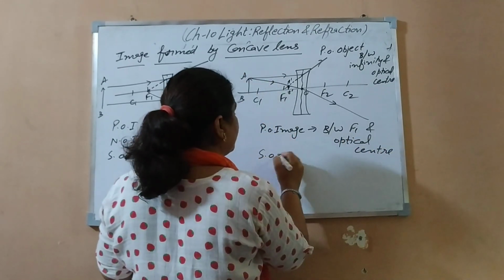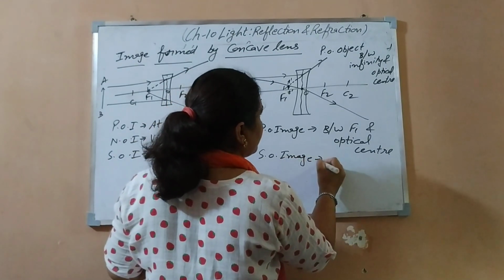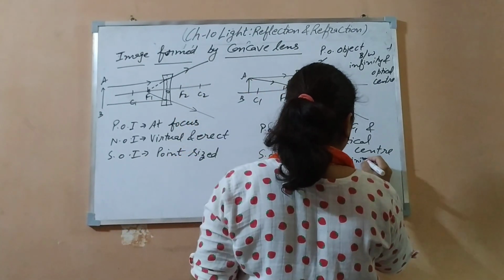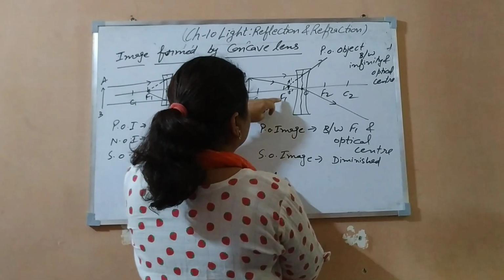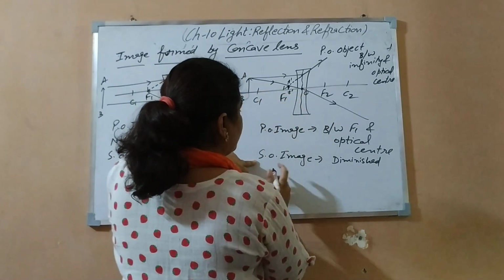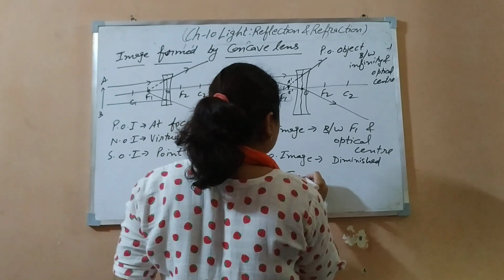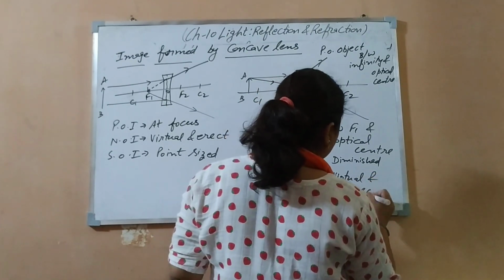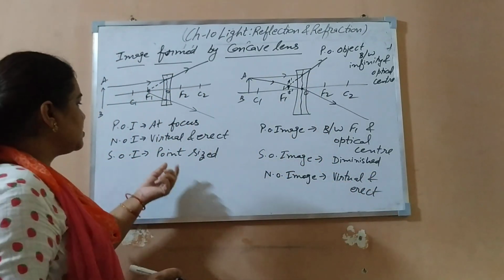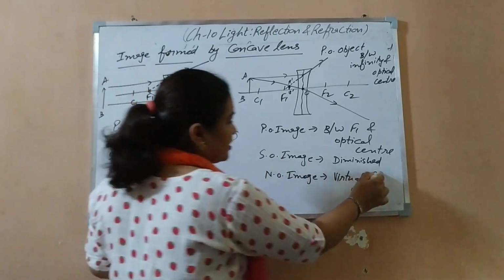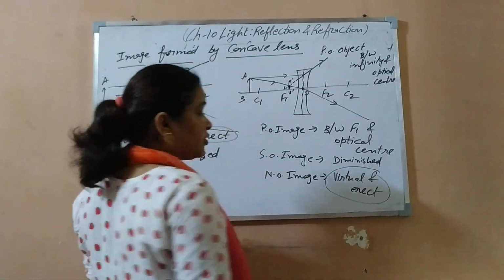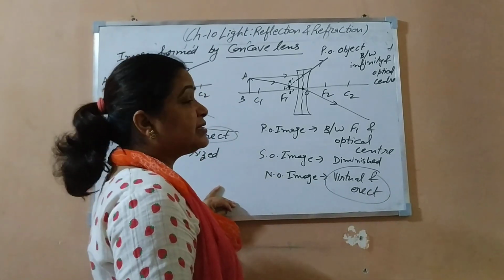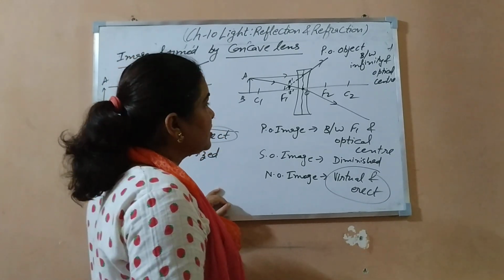And what is the size of the image? It is diminished. And what is the nature of the image? That is virtual and erect. So what is the difference you have got? A concave lens forms only two cases, and the nature is always virtual and erect, and it always forms a diminished image. But a convex lens forms a real inverted as well as a virtual and erect image, and the size of the image also varies.